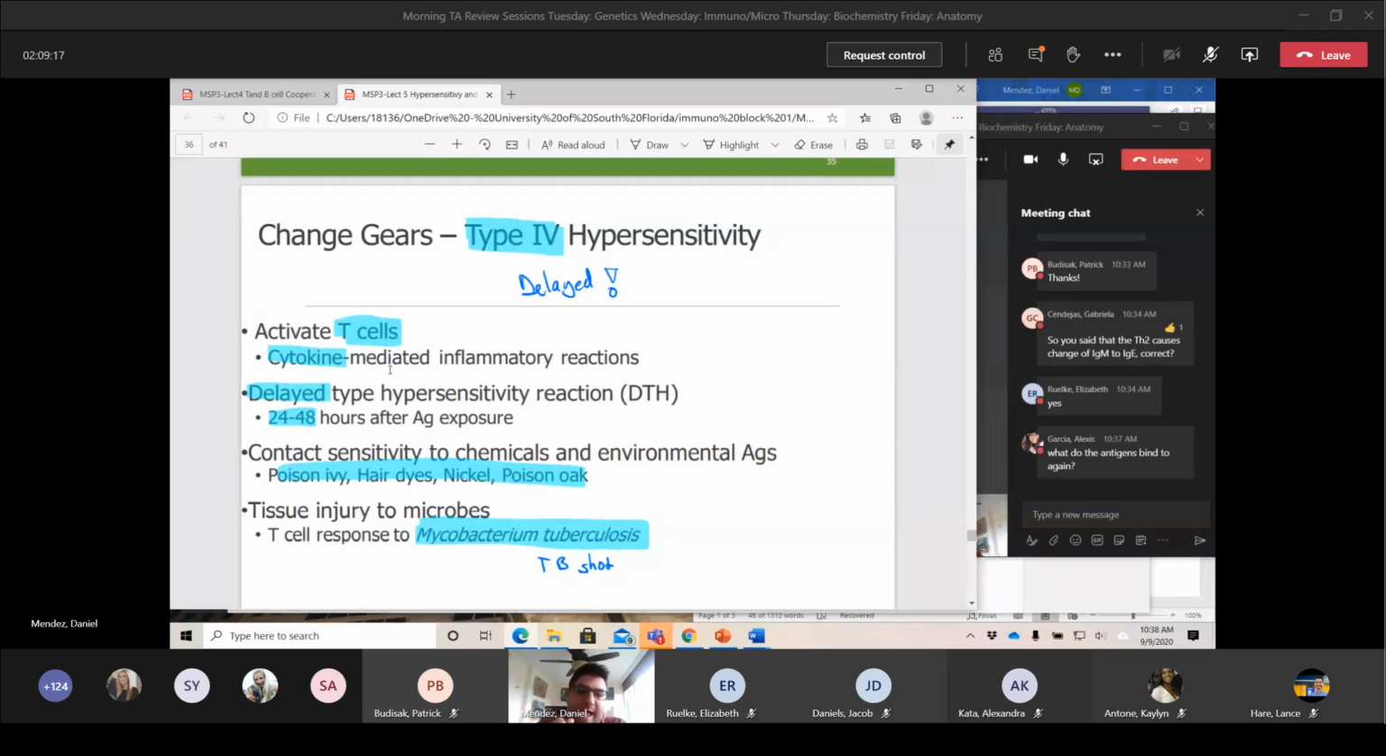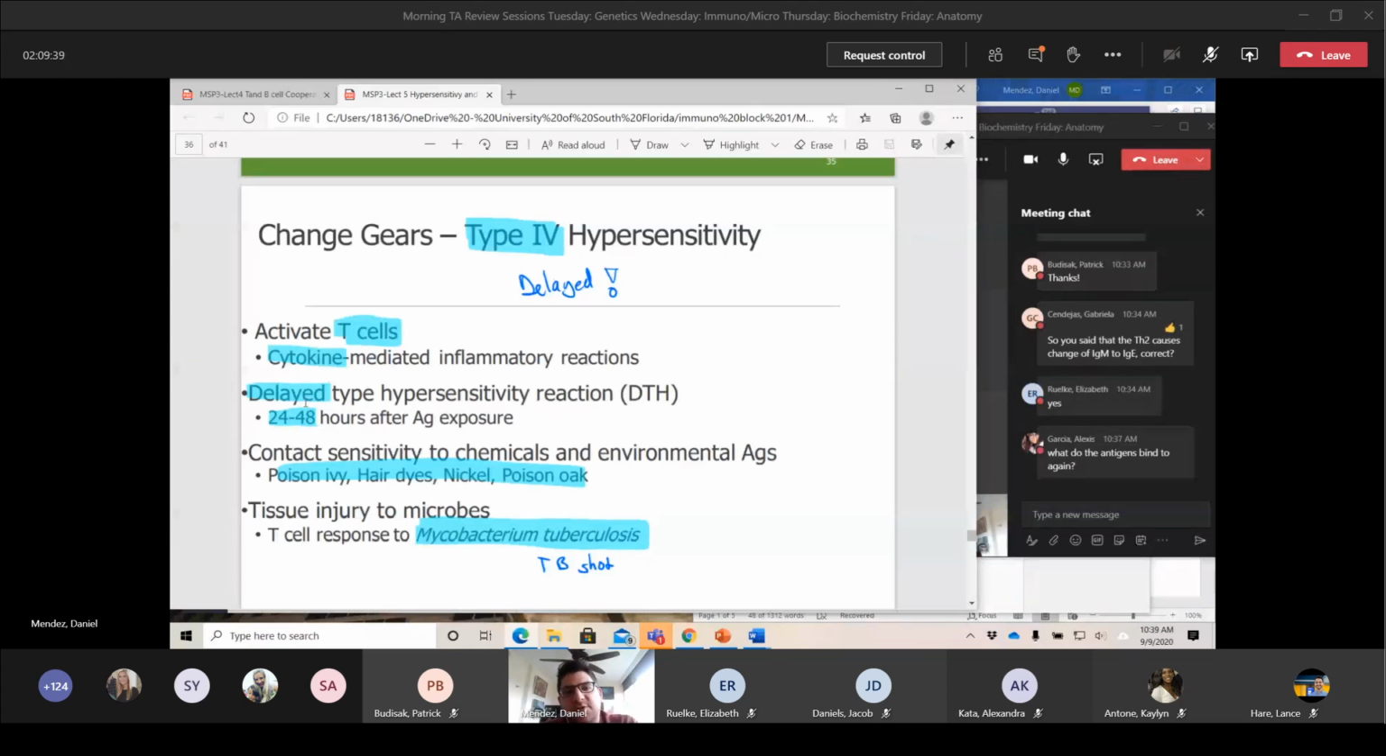The first one being allergy, so that's with IgE, so that's an antibody. The second one is you're creating antibodies to certain areas, certain organs, certain tissues. The third one is antibodies and antigens binding together to make complexes. This one is just T cell mediated. So this is going to be CMI, so cytokine-mediated inflammatory reactions or cell-mediated inflammatory reactions.